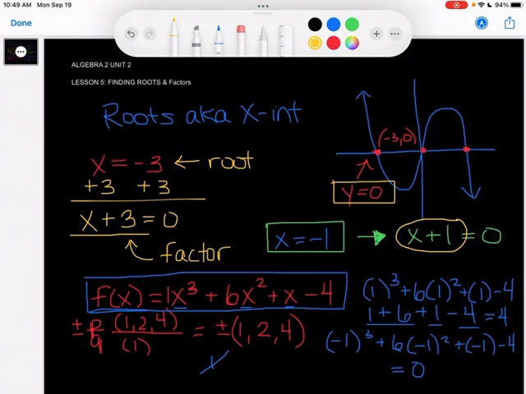Okay, I'm going to continue and do a couple more methods for finding these roots and factors in the next video.